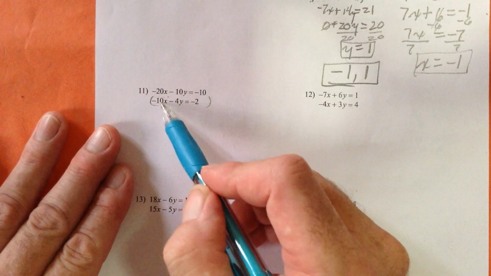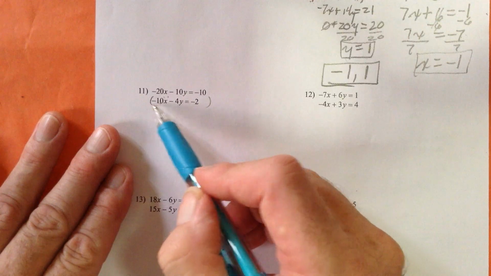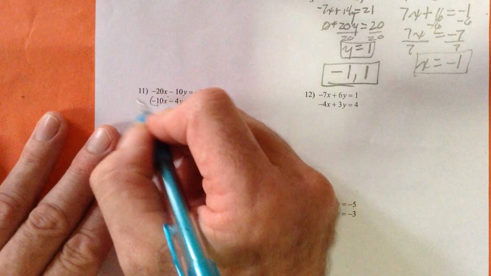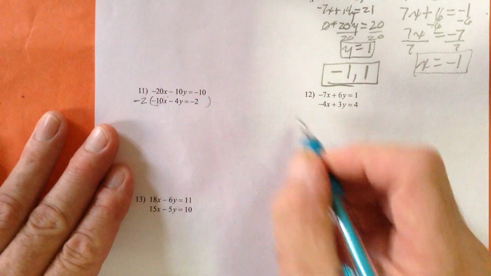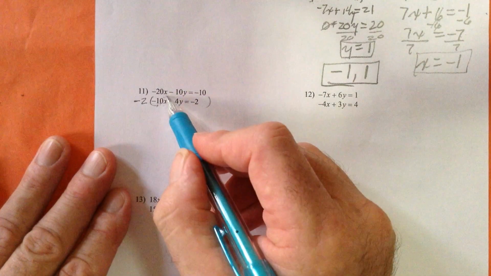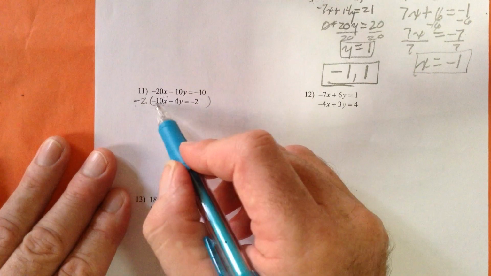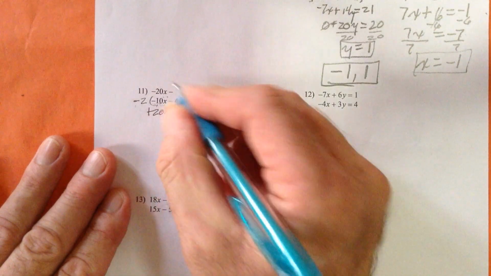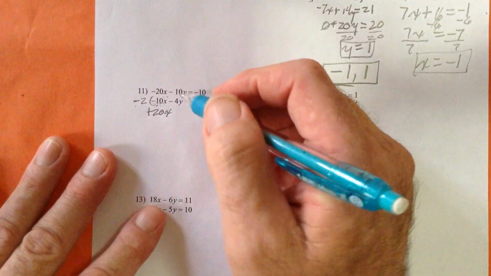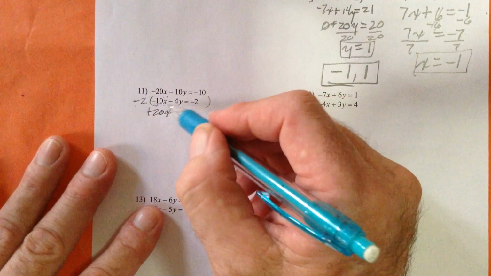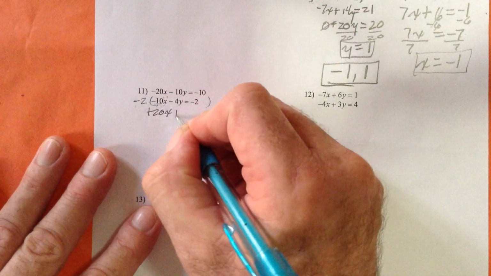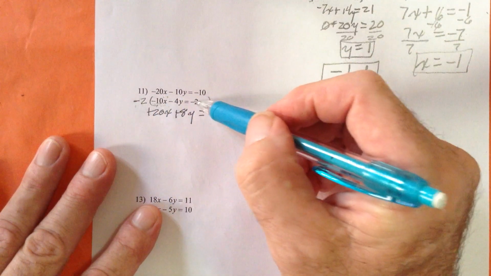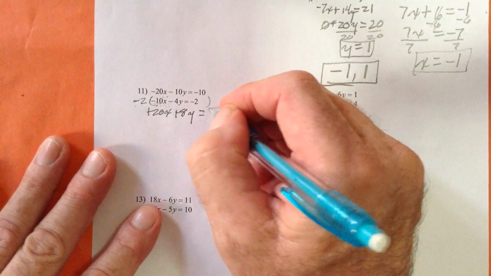Well, here, 20 and 10. If I multiply this by a negative 2, that'll make this a negative 20. Negative 2 times a negative 10x will be a positive 20x. So those two will cancel out. Then negative 2 times a negative 4y will be a positive 8y, equals negative 2 times a negative 2, which would be a positive 4.